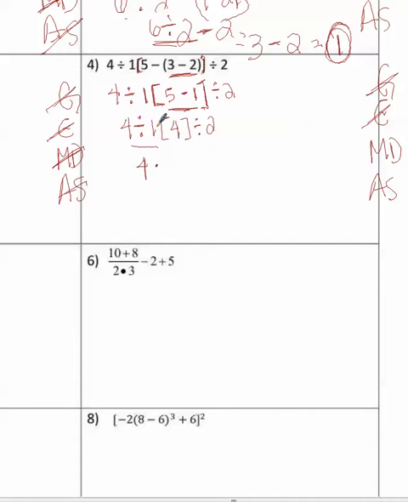Okay, remember this was a multiplication anytime you don't have that sign there. So now you have 4 times 4 divided by 2. You're still working from left to right. So 4 times 4 is 16. Okay, and then 16 divided by 2 is 8. Circle your final answer.